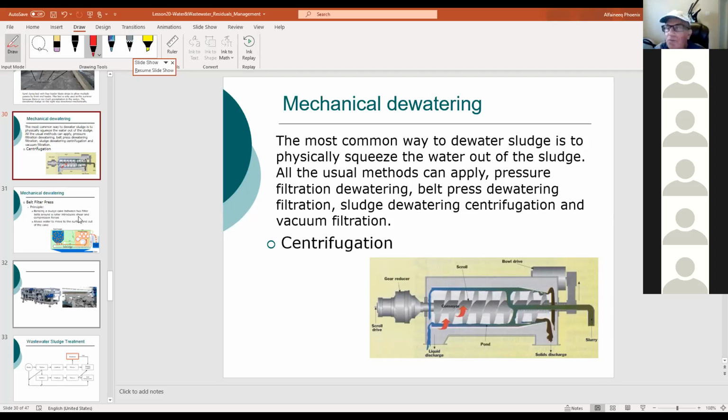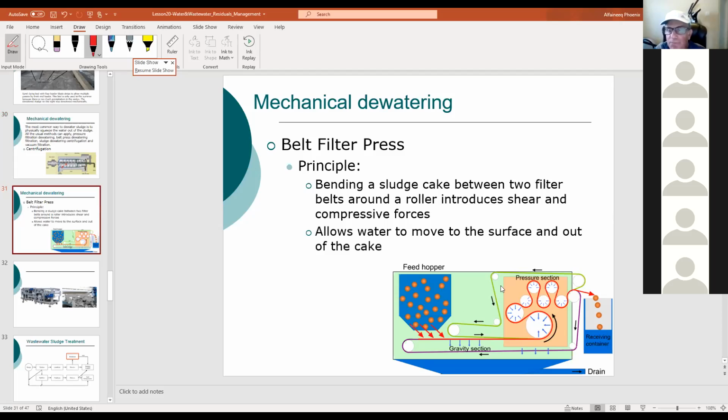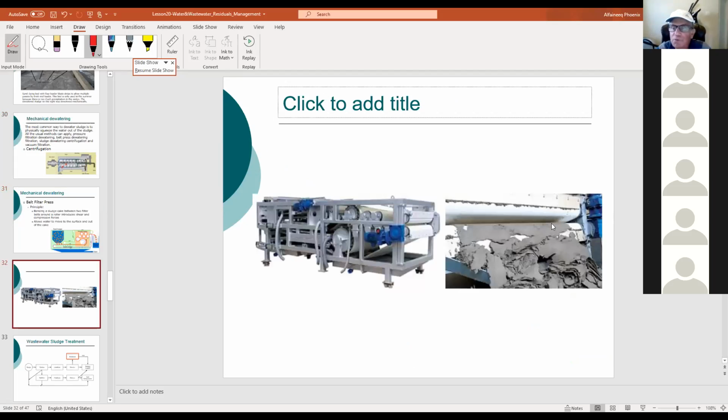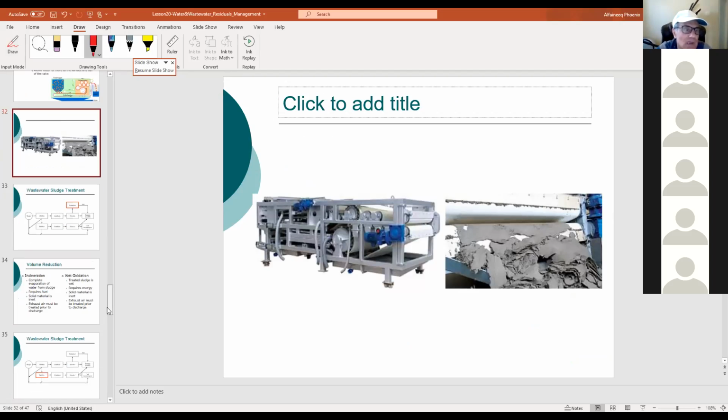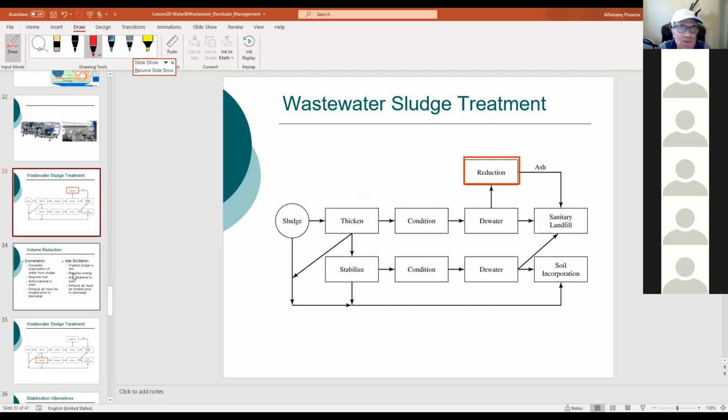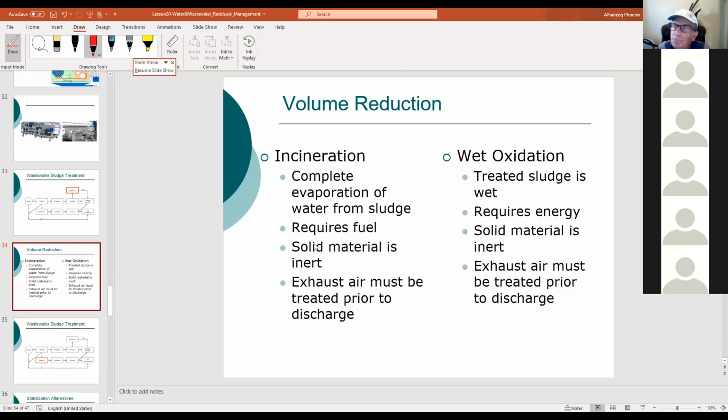Or filter belts, all right? Filter belts. This is kind of shear, all right? Two drums are going to rotate and the sludge is going to come between them and it's going to squeeze it out. All right, like here, what you see in this picture. See these belts here? This is solid, dry, no water in it. Okay. Reduction, as I said, this is incineration mainly. You burn it, right? Burn it. Or oxidation.